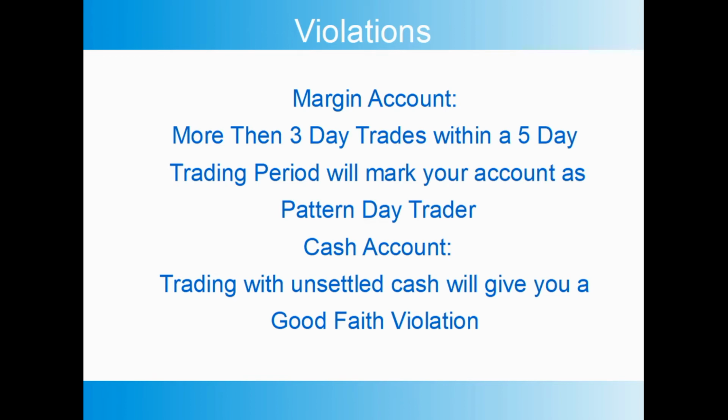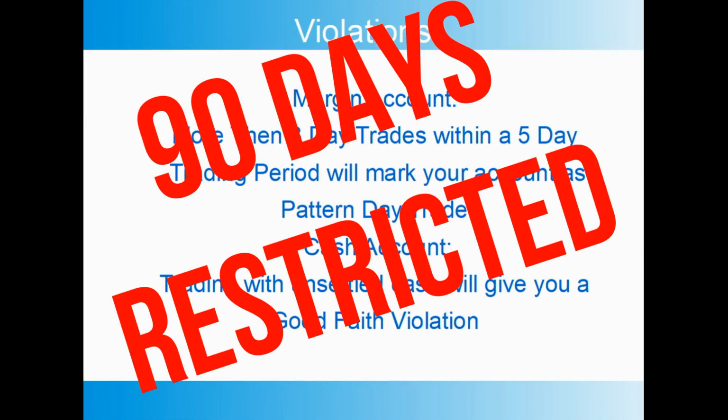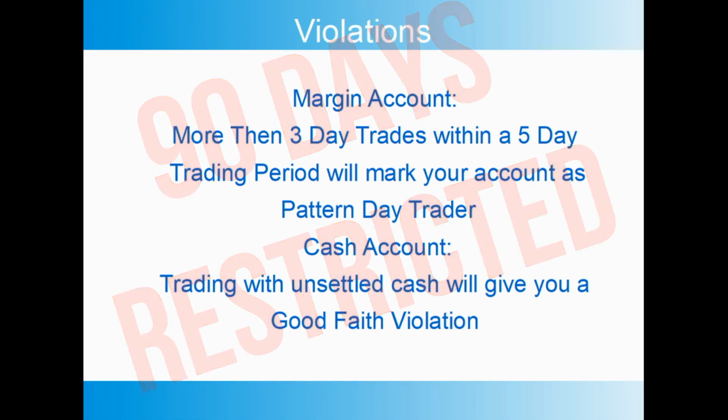However, if you are trading in a cash account and you are trading with unsettled cash, you will get a good faith violation. And if you get 3 good faith violations within 1 year, they will also restrict your account, which means you can only trade with settled funds. So they will hold your funds until they are settled, and then you can trade again. And your account will be restricted for about 90 days. So that's a very long time. And yes, this has happened to me as well.